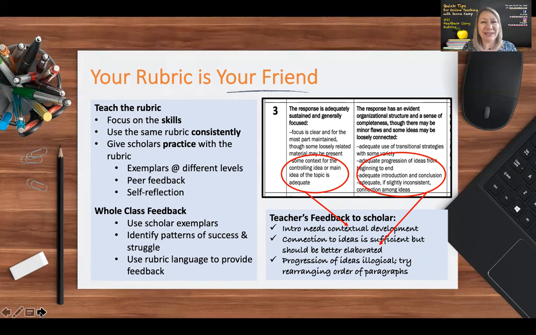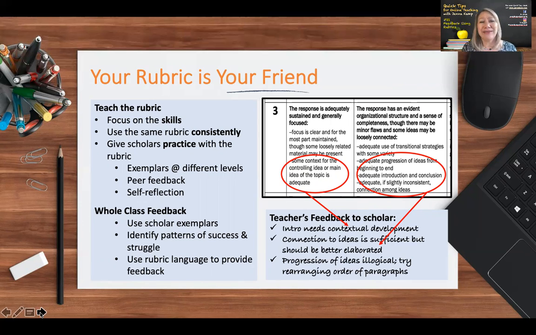Remember, scholars, especially secondary school scholars, are in 5, 6, 7, or 8 different classes, and that's a lot of different rubrics to get used to. So the more consistent you can be in your class with your rubrics, the better for scholars to understand that rubric and use it to their advantage.